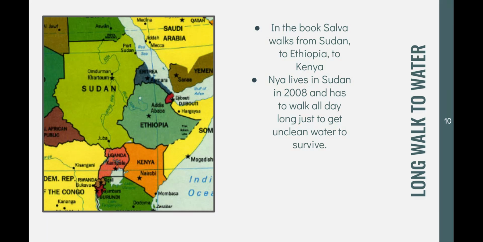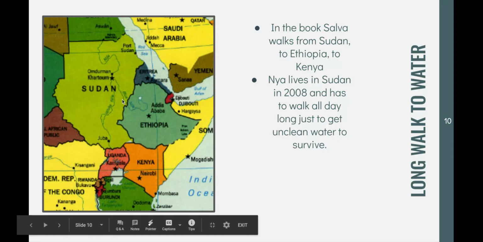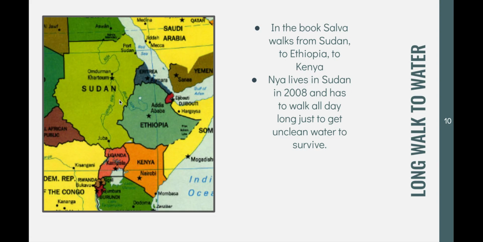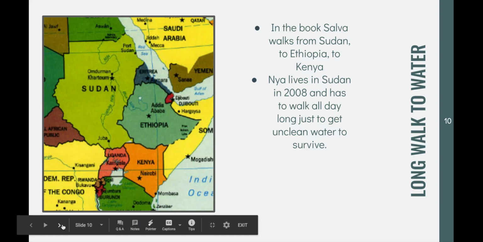So in the book, Salva, the main character, is forced to flee from his home, and he walks all the way from Sudan to Ethiopia, and he has to cross the Nile River. So we don't know exactly where he fled from, but we know he has to cross the Nile, so it's probably somewhere up here. So he crosses into Ethiopia. So he walks from one country into a whole different one. We also have Naya, who lives in Sudan in 2008, and she has to walk all day long just to get unclean water to survive.